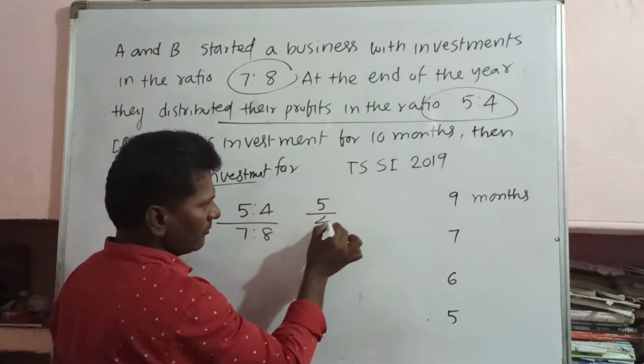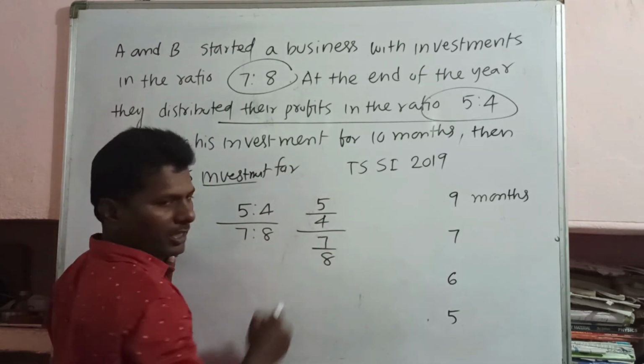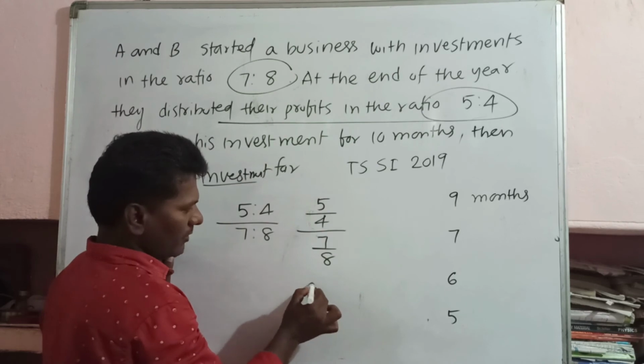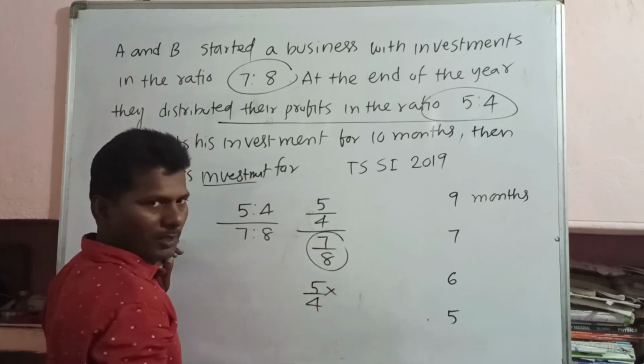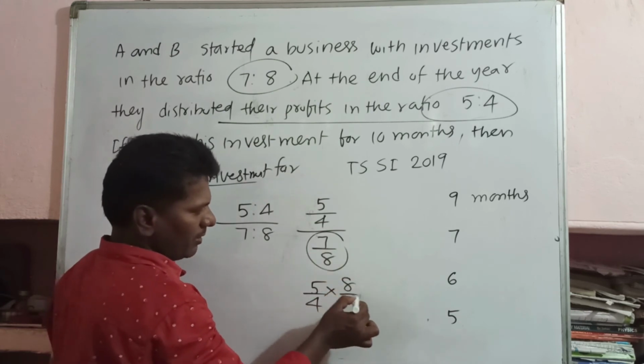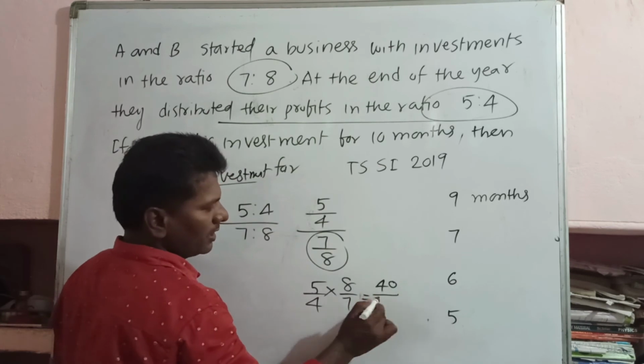Now let us simplify. 5:4 can be written as 5/4 by 7:8. We write 7/8. Next, 5/4 we write as it is. This fraction will be reversed. Write 8/7. 5/8 is 40, 4/7 is 28.